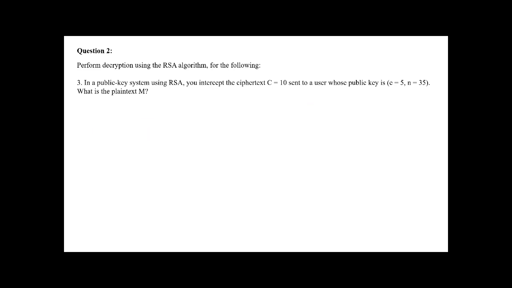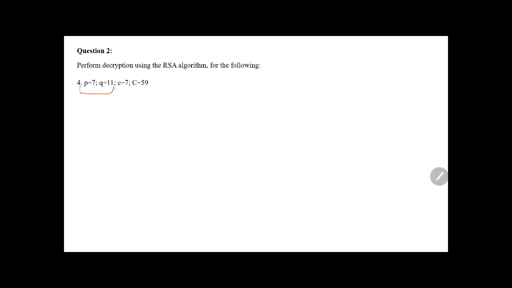Now with our fourth question. So here we also want to perform a decryption using RSA algorithm. We have our values P and Q. We have E equal 7, and we have C, which is the ciphertext, equal to 59. So let's start by getting n. N is equal to P multiplied by Q, which is equal to 7 multiplied by 11, which is equal to 77.